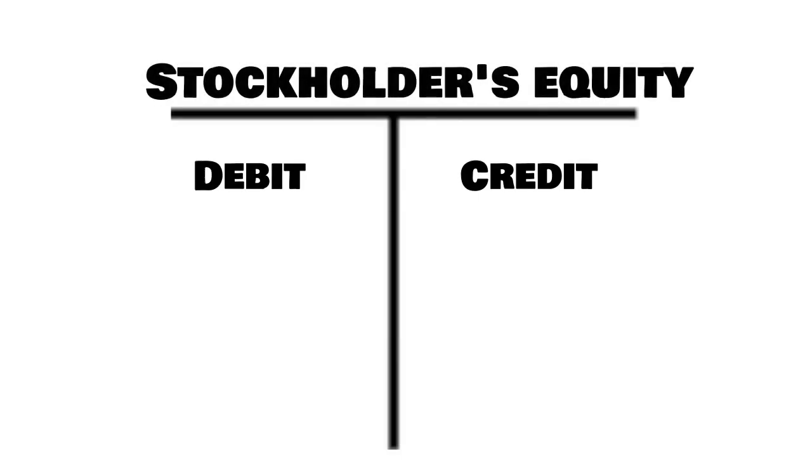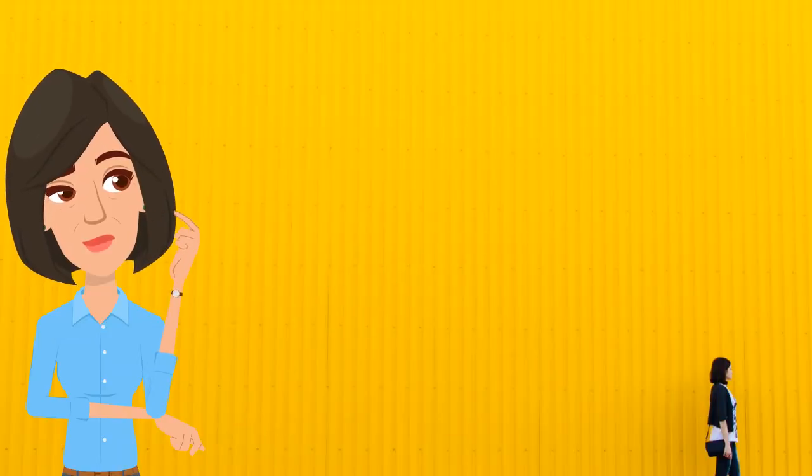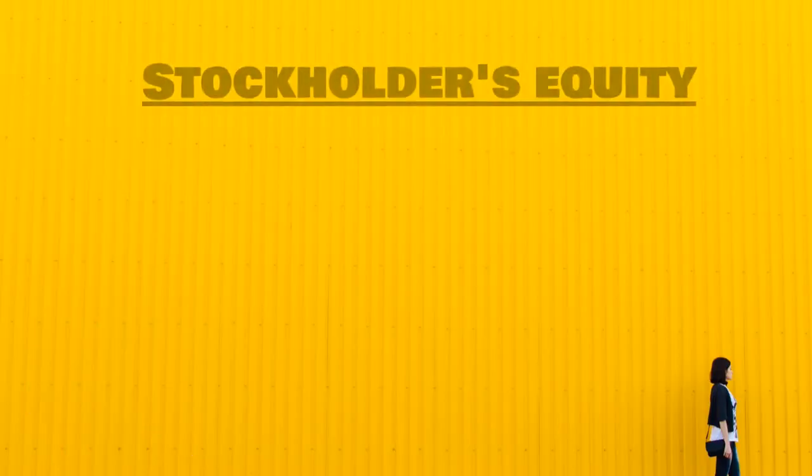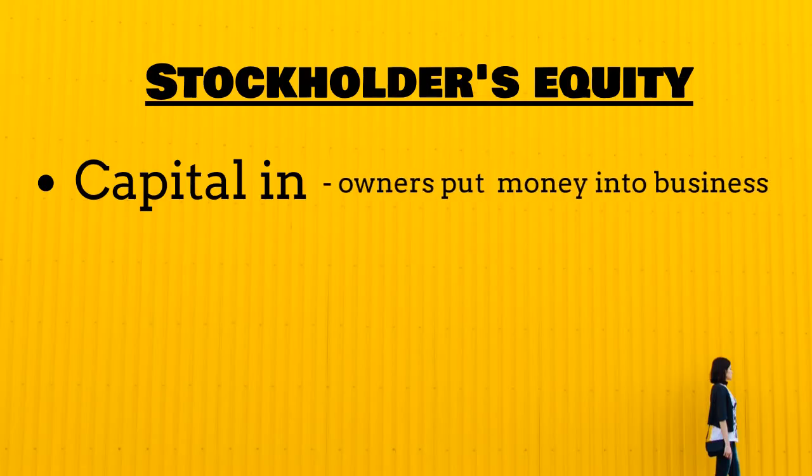The third type of account is stockholders' equity, which follows the same rules as liabilities. It decreases with a debit and increases with a credit. Wait, assets and liabilities make sense, but what is stockholders' equity? Stockholders' equity reflects the ownership value in the business held by shareholders, and it's comprised of several things. The first is capital coming into the business. An owner puts money into the business and usually receives stock in exchange.